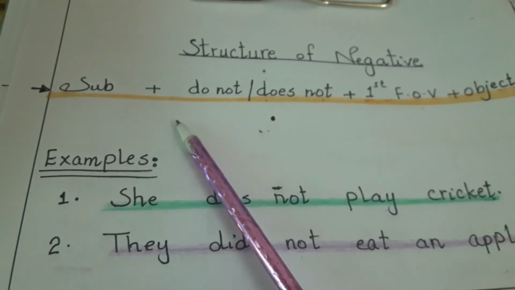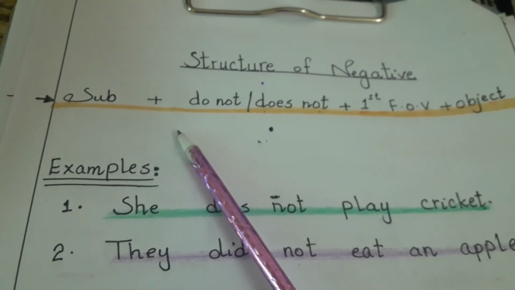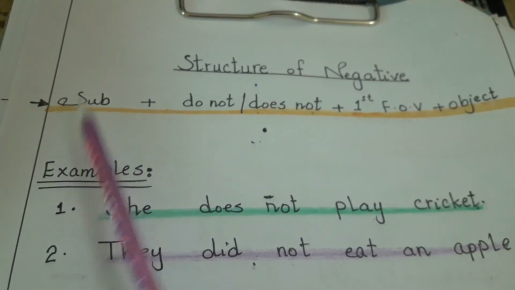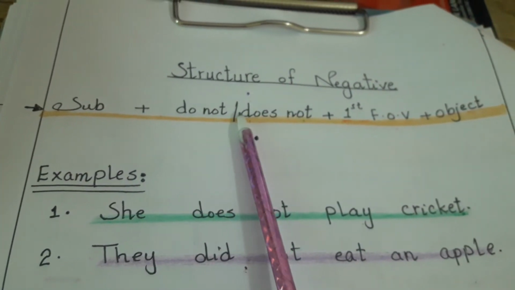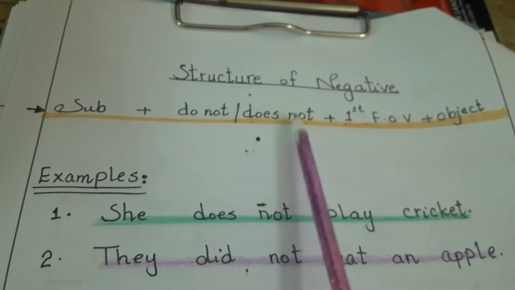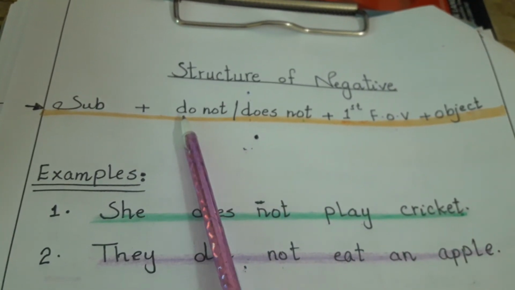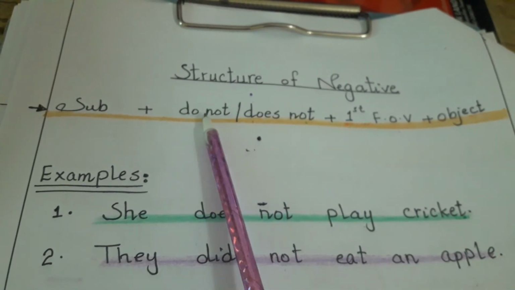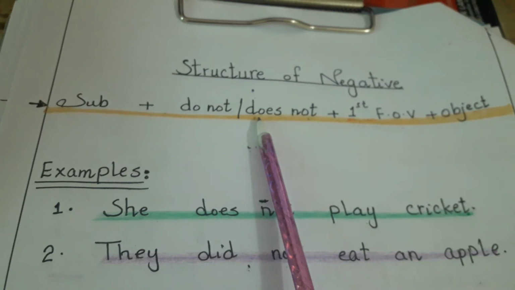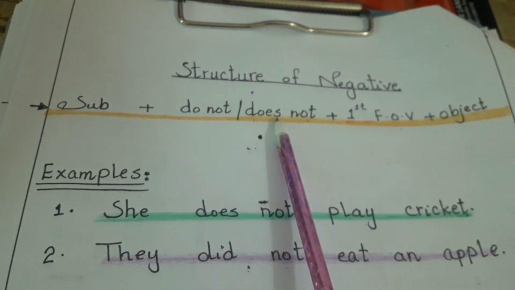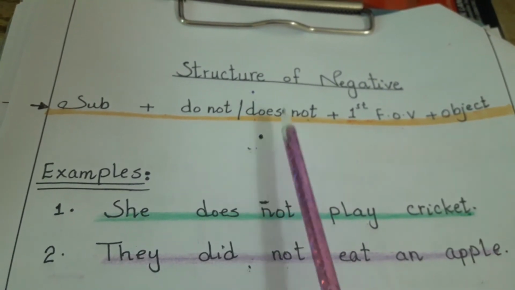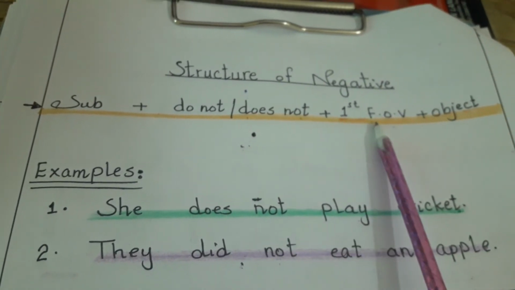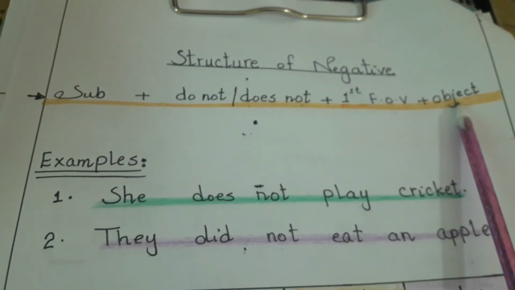Okay, now we will see the structure of the negative. The formula of the negative sentence is: first of all we write the subject, then do not or does not. Do not is used because there is no es, it is just the do not form, but we add es with he, she and it. When the sentence starts with he, she and it, then we choose only does not. Then first form of verb plus object.